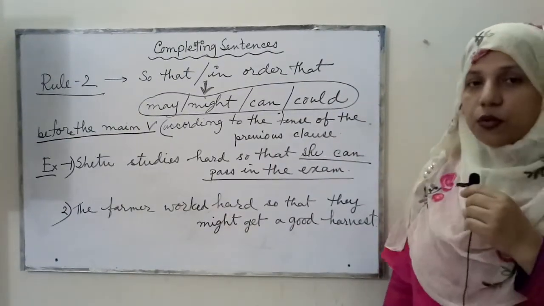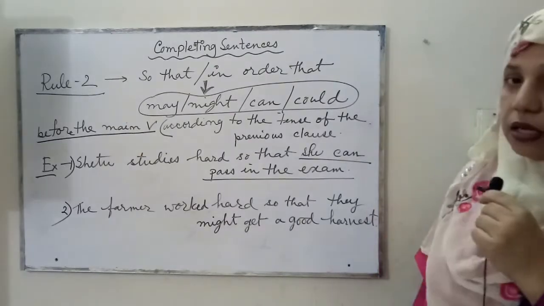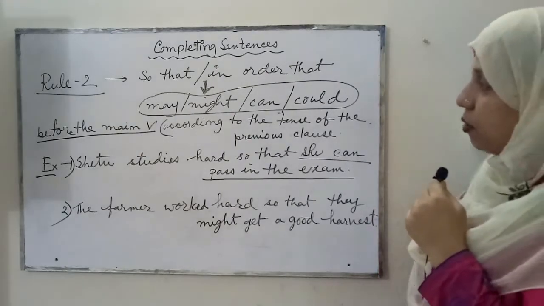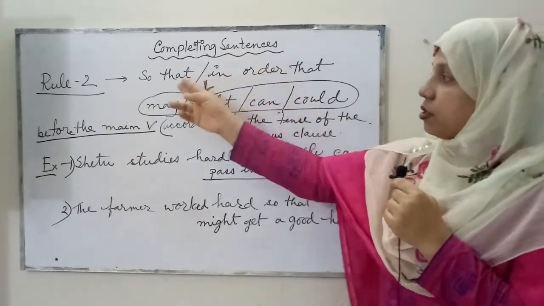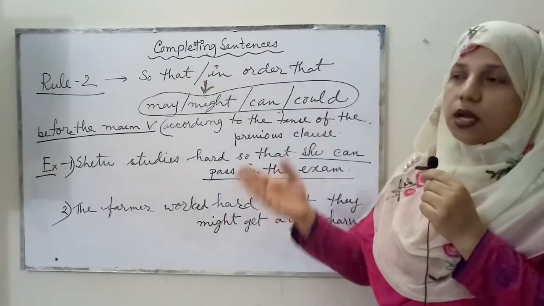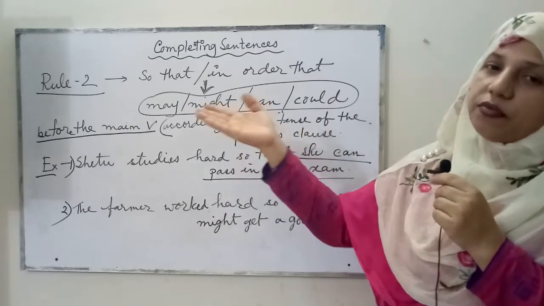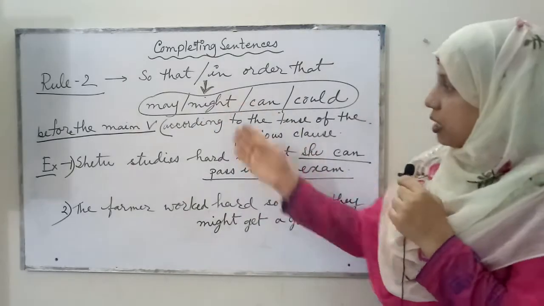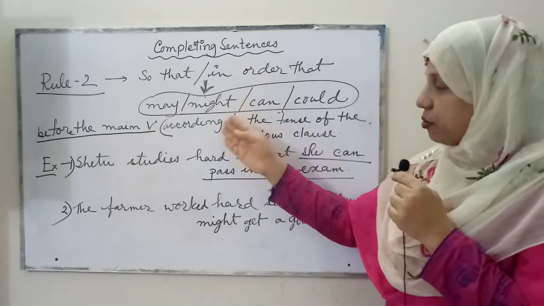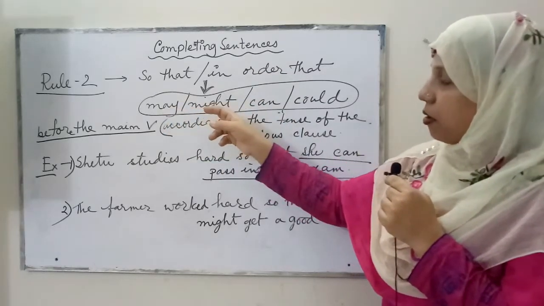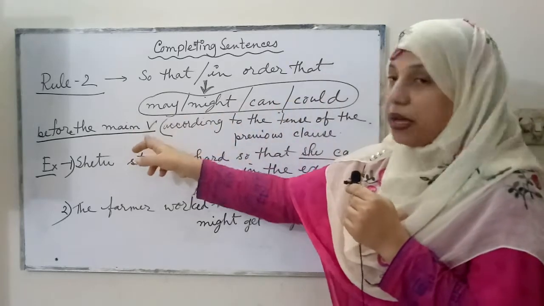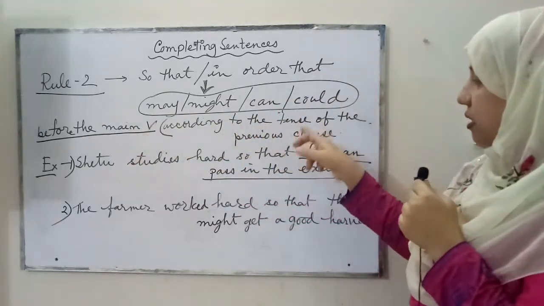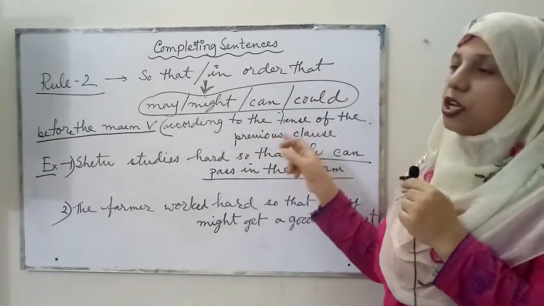Now comes rule number 2, and in this case, our clue may be so that or in order that. That means so that or in order that will appear at the end of the first clause. So in that case, we have to use may or might, can or could before the main verb according to the tense of the previous clause.